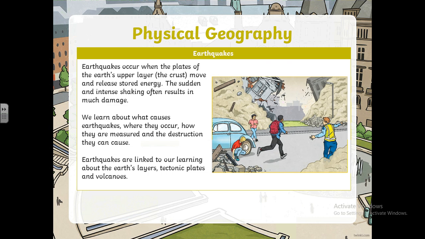And earthquakes, they occur when the plates of the Earth's upper layer, the crust, move and release stored energy. The sudden and intense shaking often results in much damage. We learn about what causes earthquakes, where they occur, how they are measured, and the destruction they can cause. Earthquakes are linked to our learning about the Earth's layers, tectonic plates, and volcanoes. So you can probably see from the past couple of slides that a lot of geography is linked, especially the physical geography. If you're studying one section of physical geography, it is usually linked to several others as well.